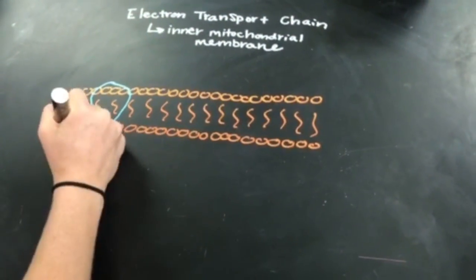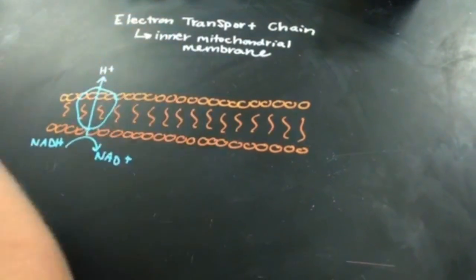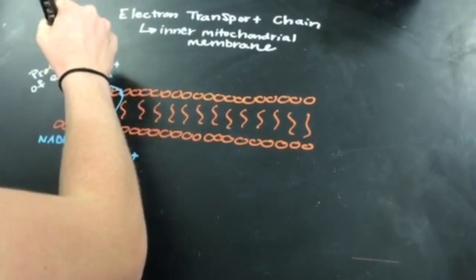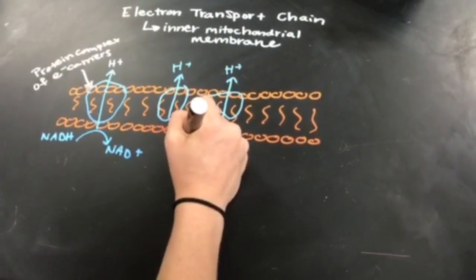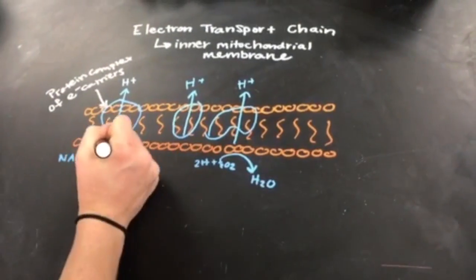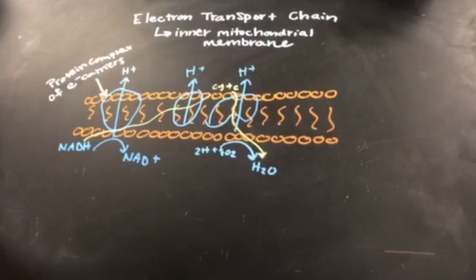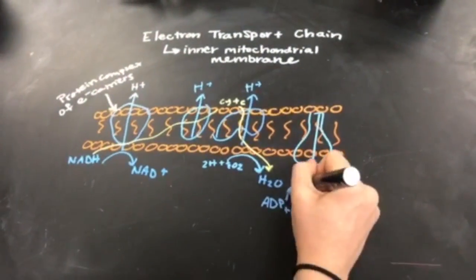This is the electron transport chain, which happens in the inner mitochondrial membrane. The NADH and FADH are electron carriers, which excite the electrons and allow ATP to be produced.